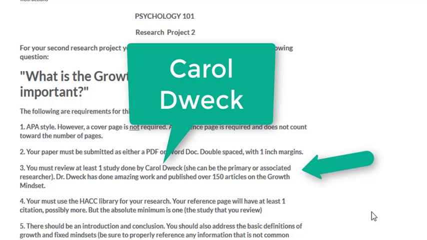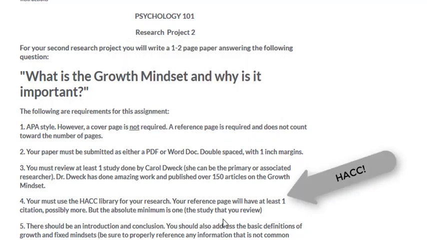And one thing that is a requirement for this project is you have to tell me at least the results. So explain at least one study and the results of what she found. Now, she can either be the primary or an associated researcher. She has done at least 150, in fact, I think it's 170 some by now, studies. So you can pick any of them. You must use the Hack Library for your research.